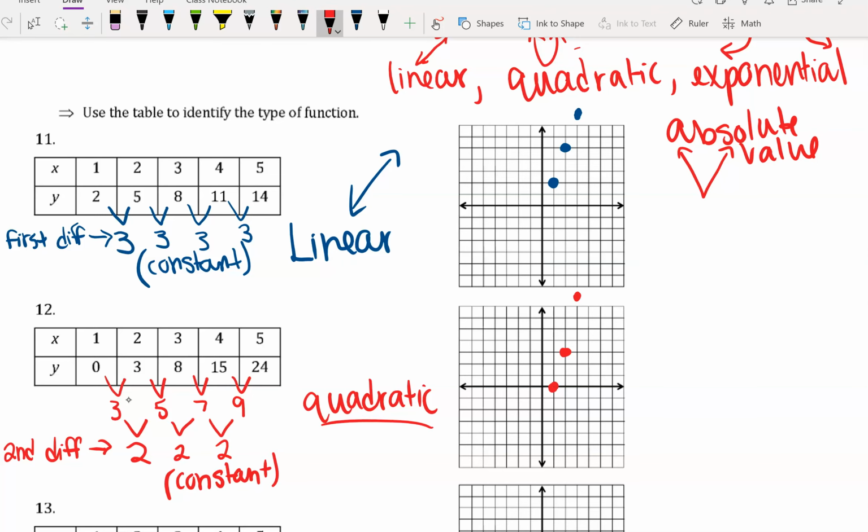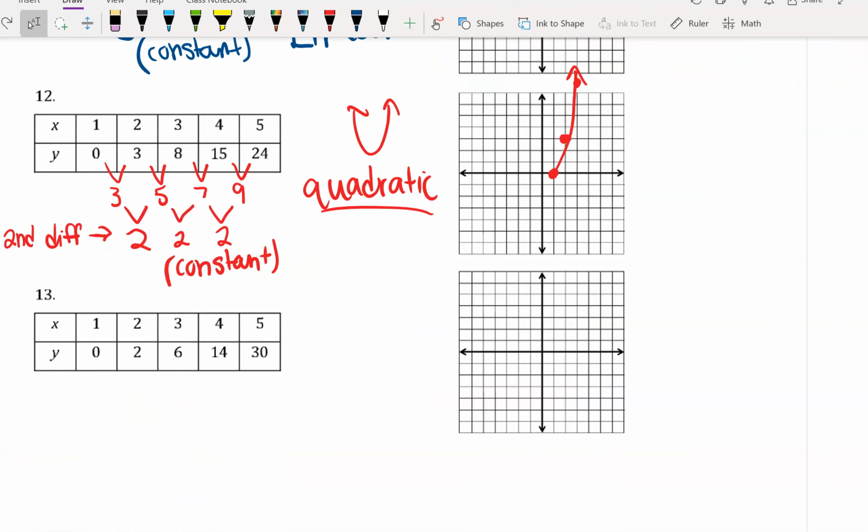And quadratic looks like this, but it looks like we're only seeing one side of it. It's probably going to curve this way on the other side. We just don't see that yet. So quadratic is a U shape, but we're only seeing part of the U there. All right, now let's do our next one.